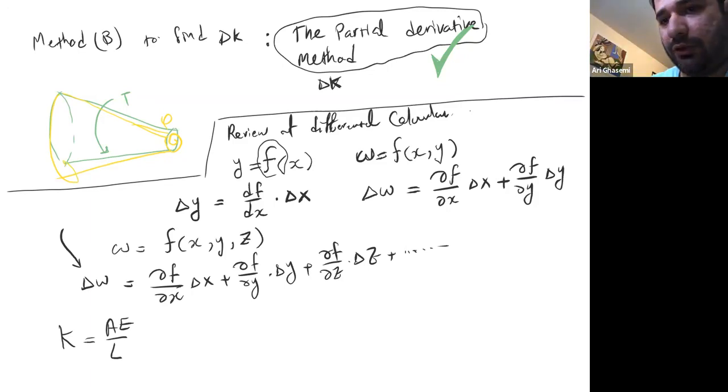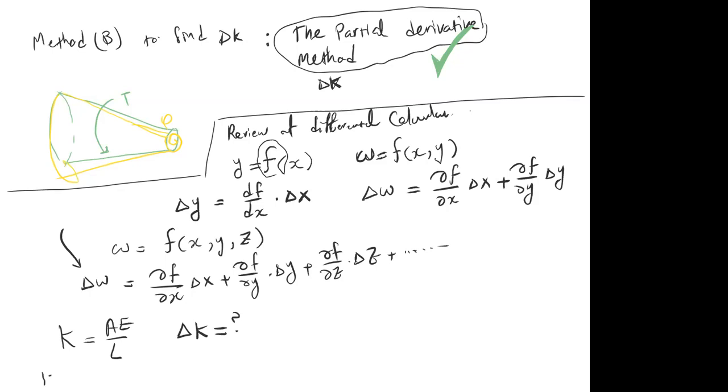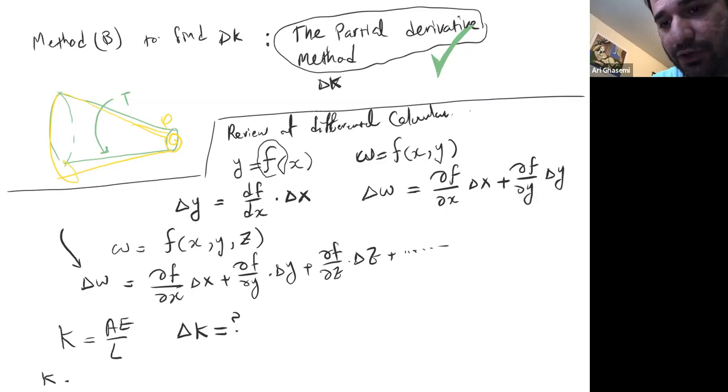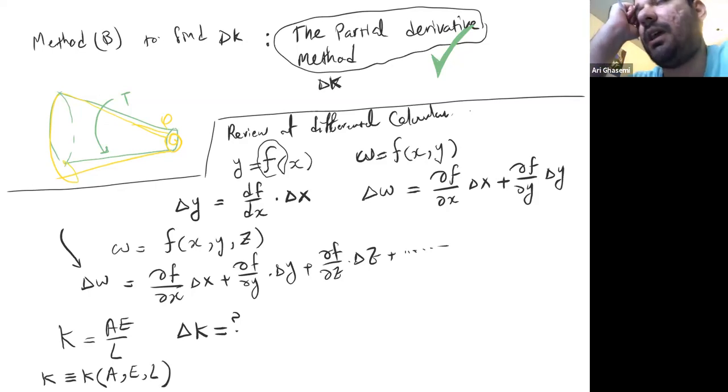So delta k, what should I write for delta k using the partial derivative method? Well, you first notice k is a function of three variables. What are those three variables? A, E, and L. Do you see that? K is a function of, in this particular example, three variables, A, E, L. So what is my delta K?